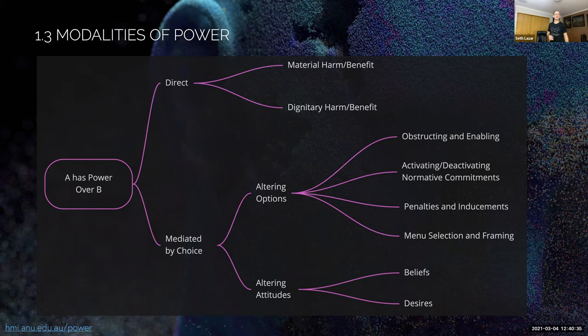I think on the menu selection and framing side, one thing that I didn't say that I wanted to is that search is just the perfect example of this kind of nudging. Here it's things like, what do you put at the top of the ranking? How much text do you show with search engine optimization? What do you put above the fold? What do you put in the summary? These things are all about designing people's choice architectures. And the power to shape that can be tremendously important. That was an example I wanted to use there. Okay, so that's the modalities of power.